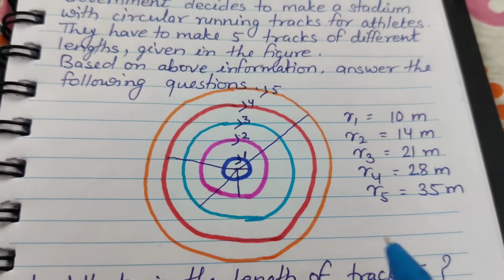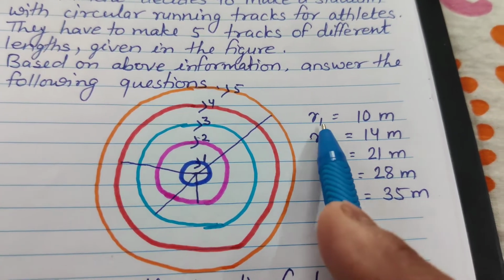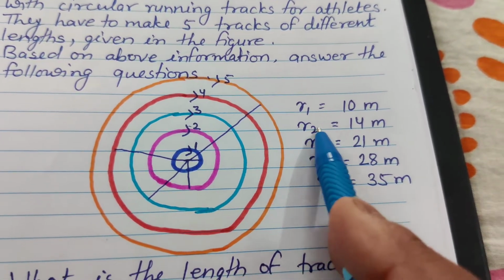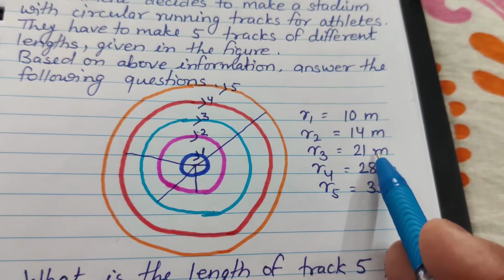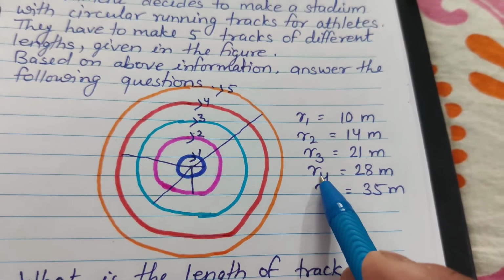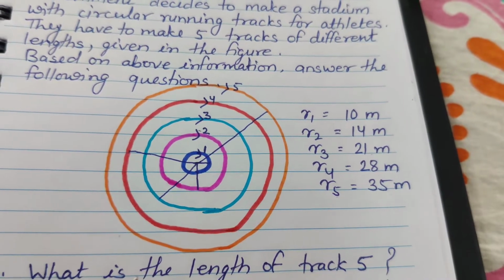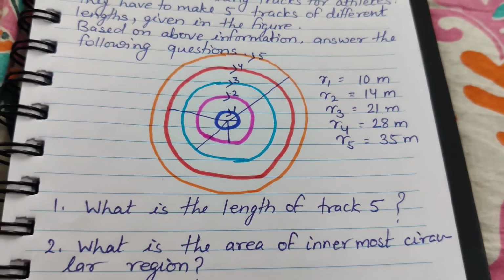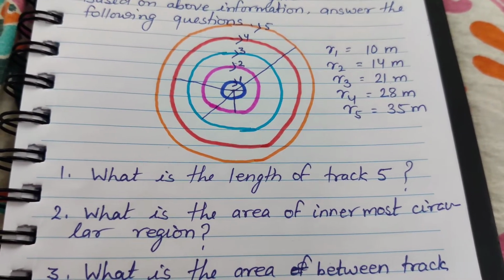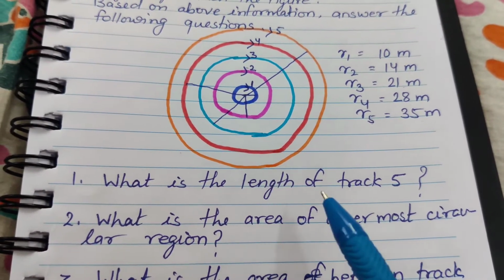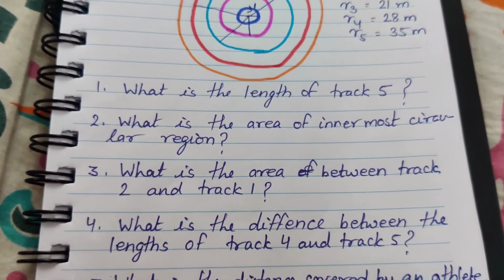This is the railway track, 5 rings. The radius of the first ring is 10 meter, radius of second is 14, R3, the third radius, is 21 meter, radius of the fourth ring is 28 meter and the fifth ring is 35 meter. Now these are the questions. You can make them multiple choice questions, otherwise simple answers. There are 5 questions.